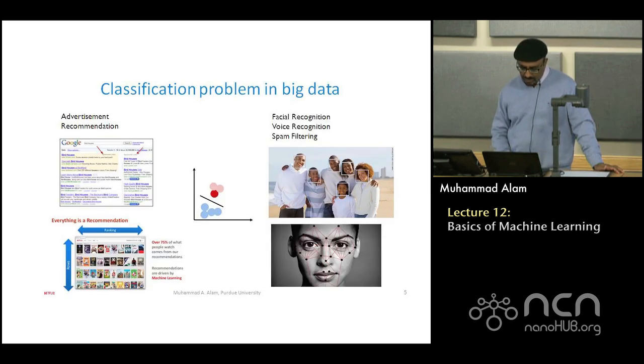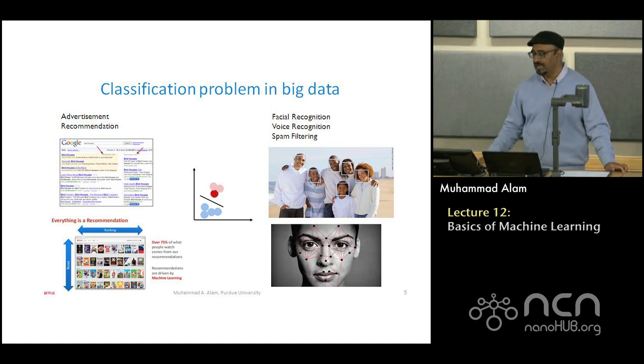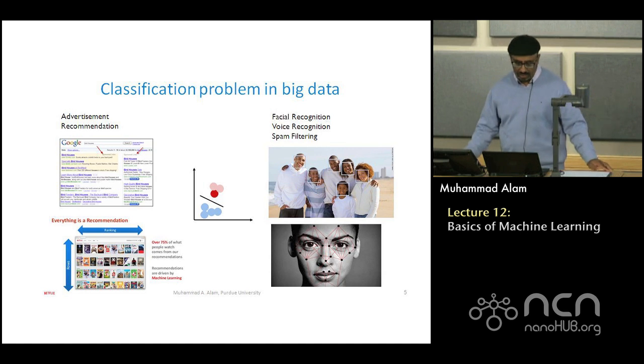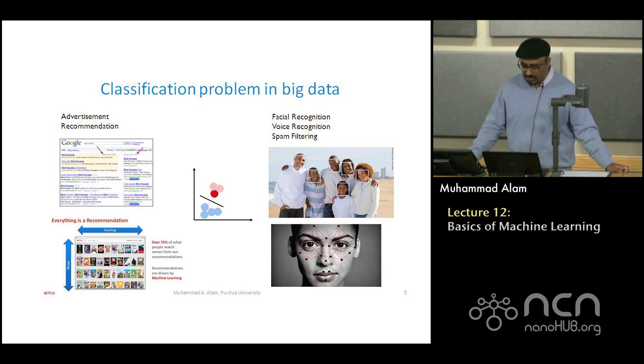As I just mentioned a few minutes ago, there's the recommendation or advertisement industry, or the Netflix recommendation, and this type of classification of big data. All 4 lectures that we'll be talking about have to do with this type of classification problem.